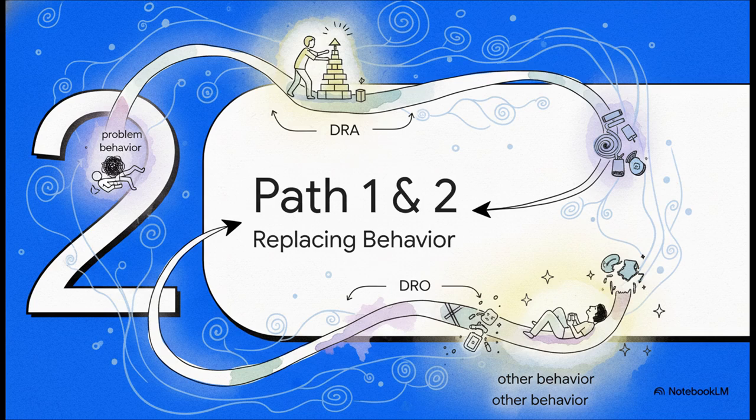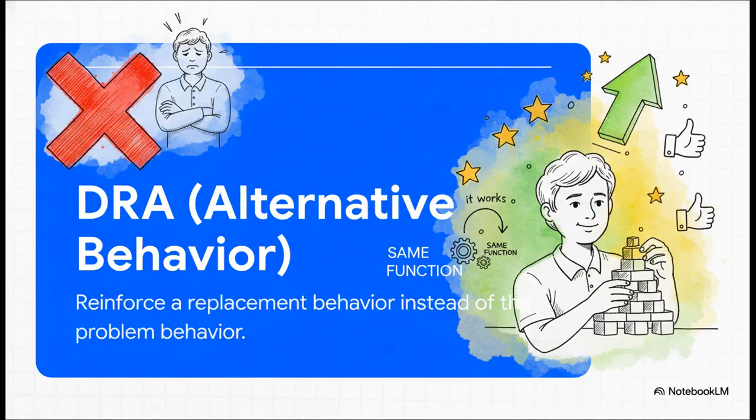We're starting with the 2 big ones you'll use when you want to get rid of a problem behavior and swap it out for something way better. We're talking about DRA and DRO. First stop is DRA. This is probably the one you'll see the most. You're not just trying to stop a behavior, you're actively teaching a better, alternate way to get the job done. But here's the kicker. The new behavior has to get them the same thing the old one did. It has to actually work.